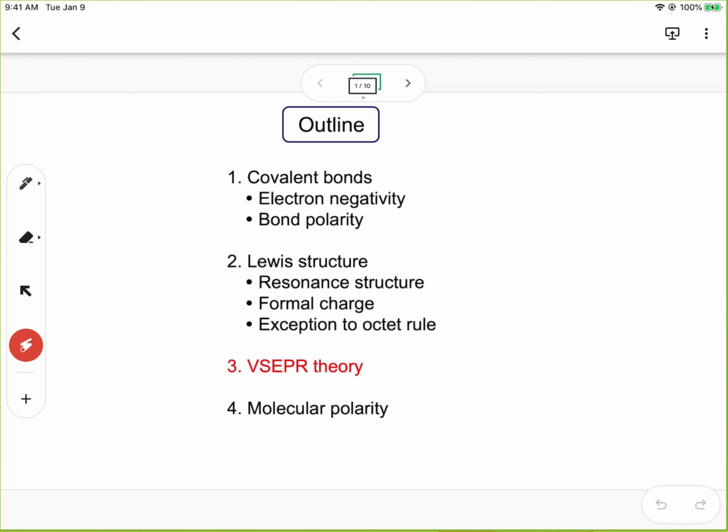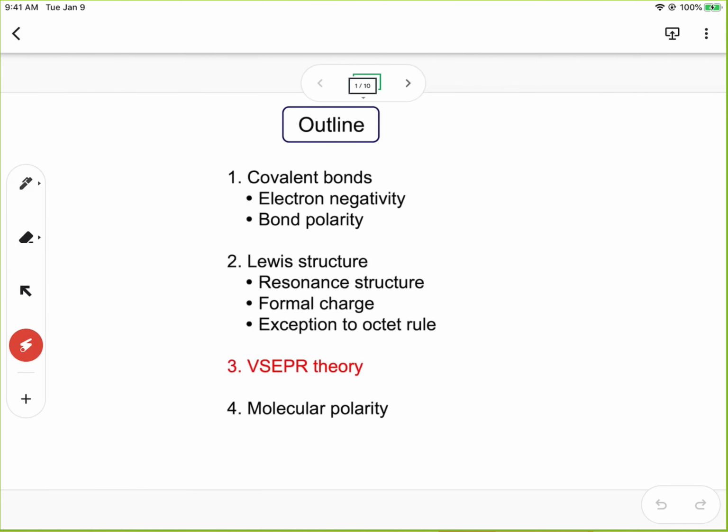Alright, folks, in this video, we're going to discuss VSEPR theory. VSEPR theory is an important theory that can help us identify the electronic geometry and molecular geometry of a molecule. Essentially, in chemistry, structure and geometry are the two very important terms for us to understand the basic features of a molecule.